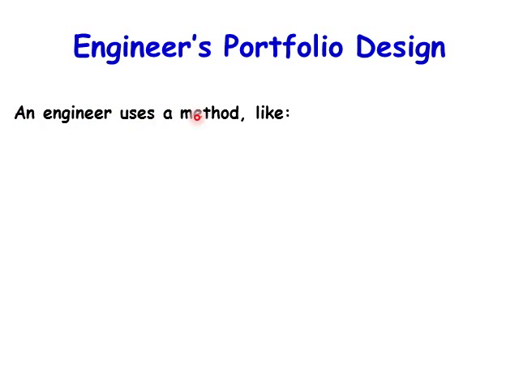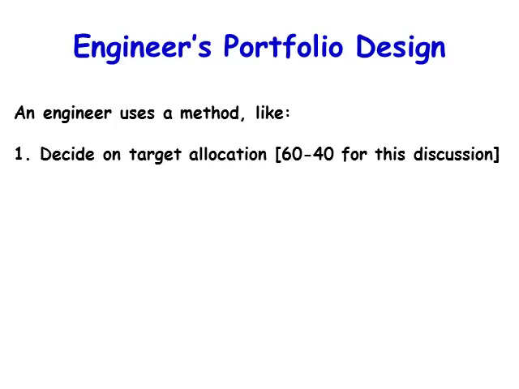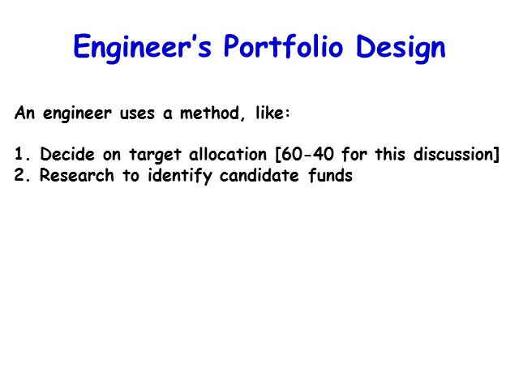An engineer uses a method like: decide on target allocation, and we have a 60-40 for this discussion. Then research to identify candidate funds. So an engineer needs to go through a process, and this process includes first deciding on target allocation, then research to identify candidate funds.